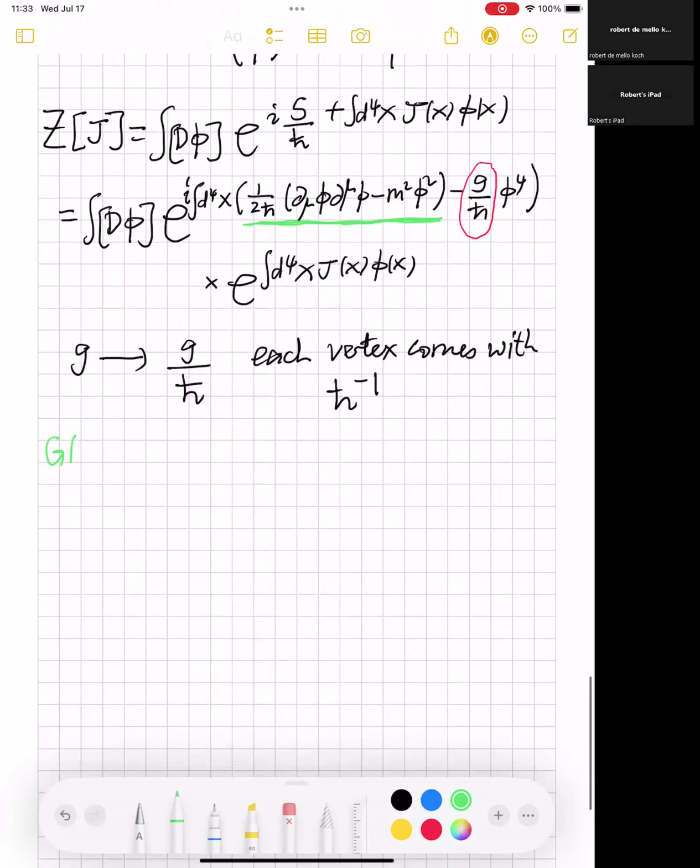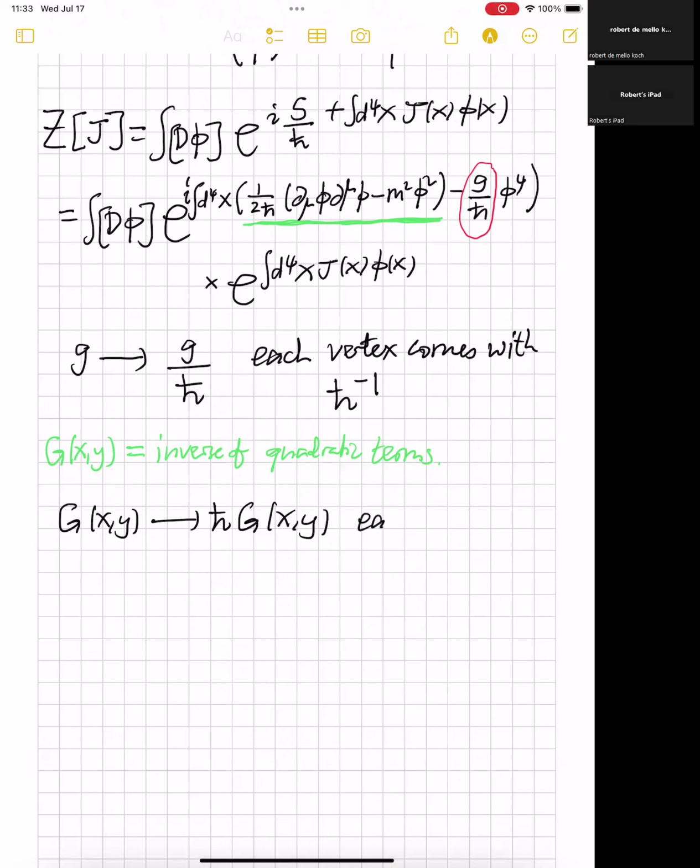G of x comma y is equal to the inverse of the quadratic terms. So we want to invert the quadratic terms. If we invert 1 over h bar, we get h bar. So g of x comma y becomes h bar times g of x comma y. So each line in the Feynman diagram comes with h bar. Great.